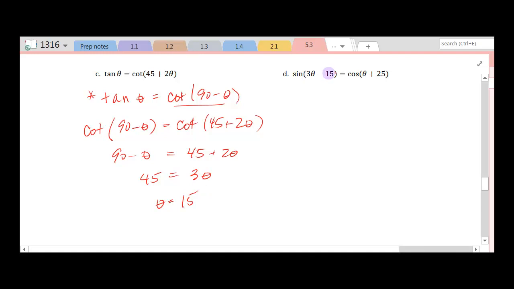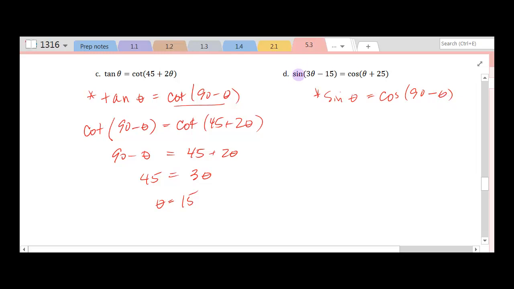The last example that we're going to work, again, it's the same exact process that we've done before, where we're going to rewrite one side of the equation in terms of the other using the cofunction identities. Now there's two ways to do this. I chose to rewrite the right-hand side using the identity that says the sine of theta is equal to the cosine of 90 minus theta.